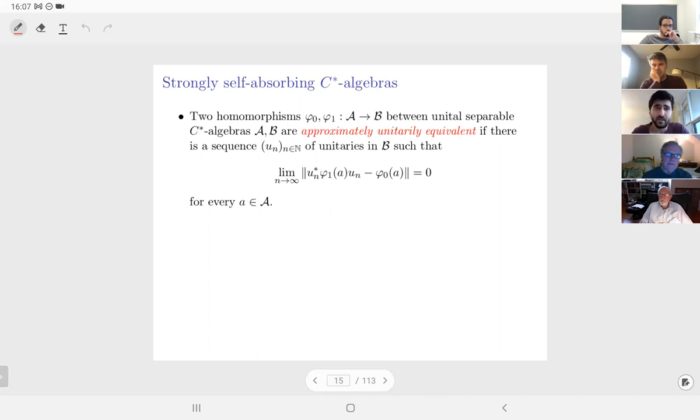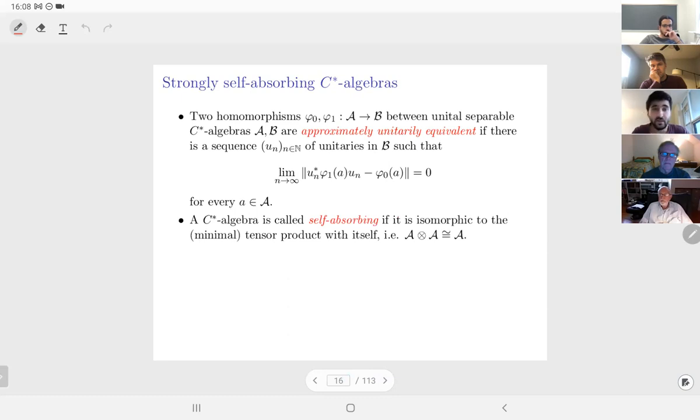Before defining it, we need a very elementary definition: two homomorphisms phi 0 and phi 1 from A to B between unital separable C-star algebras A and B are approximately unitarily equivalent if there is a sequence of unitaries u_n in B such that if you conjugate phi 1 with u_n, you approach phi 0, for every a in A. So they are approximately unitarily the same.